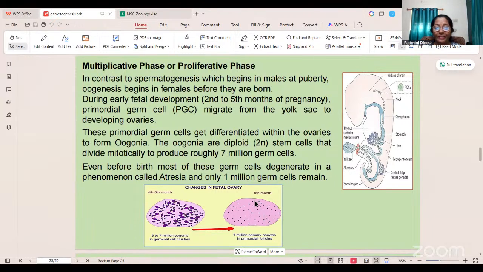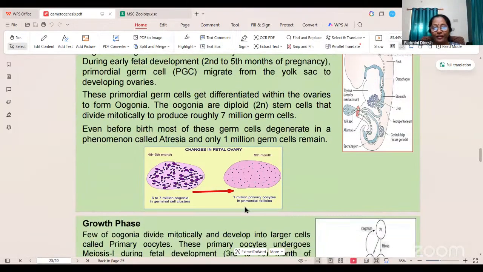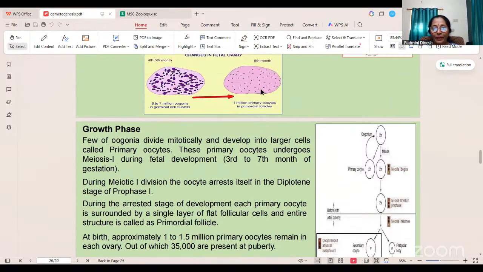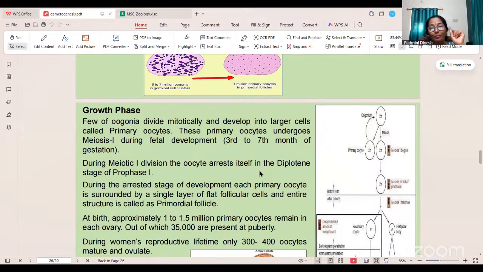And what is left by the time the fetus is in the 9th month, just before birth, is only 1 million primary oocytes. That is the proliferative phase. Now, the growth phase. What is happening in the growth phase? As the fetus is growing in the mother, the primary oocytes have started to undergo meiosis 1. The primordial germ cells have proliferated to form primary oocytes.